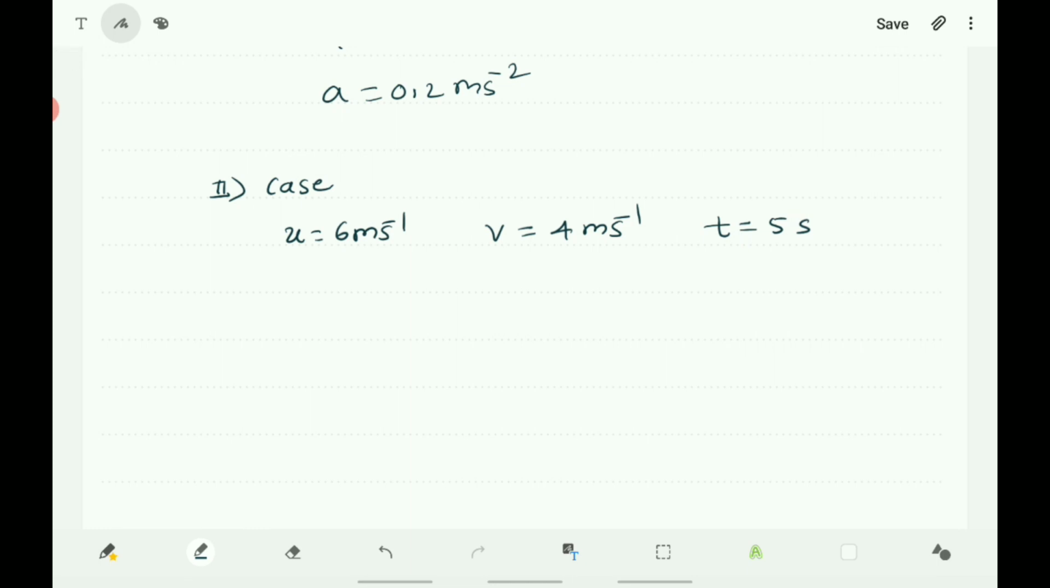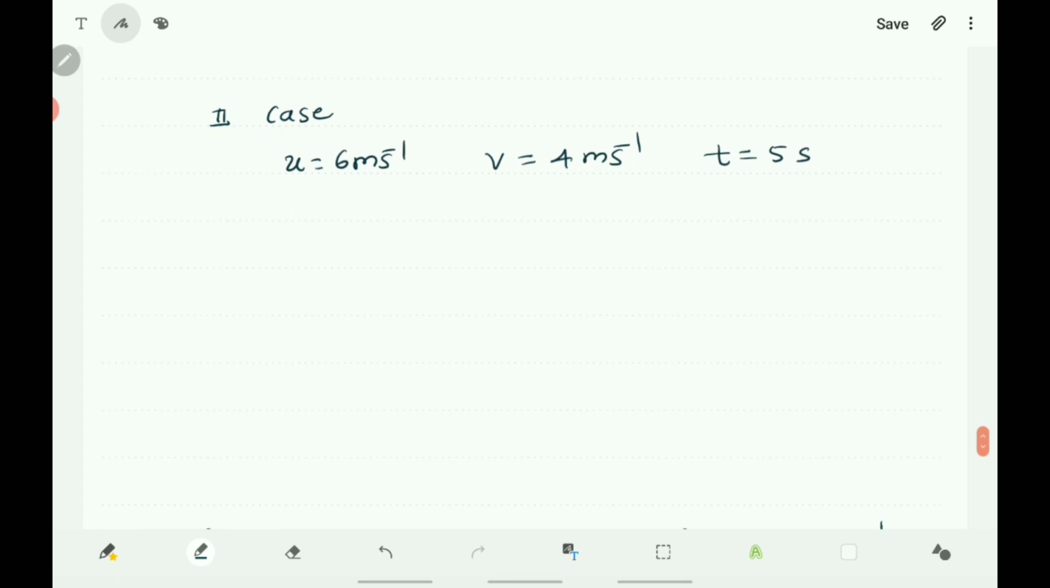That is the second case. Now again you write the same formula for a, that is a is equal to (v minus u) by t. That is equal to v, which is here 4 ms^-1, minus 6 ms^-1, v minus u by t. T is 5 seconds.